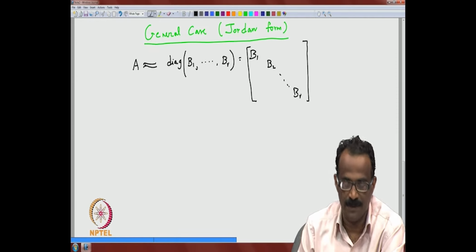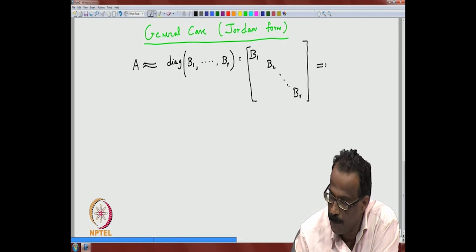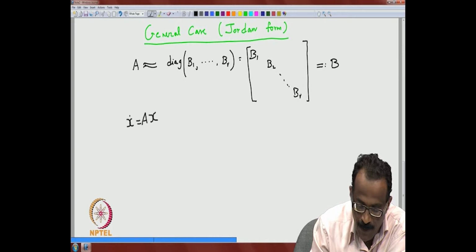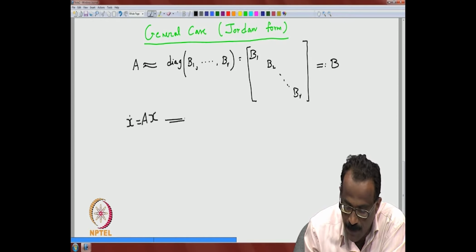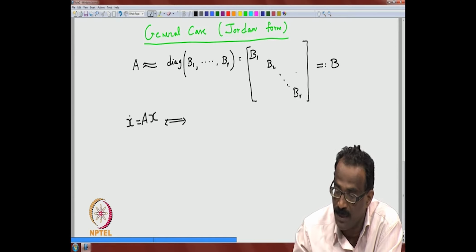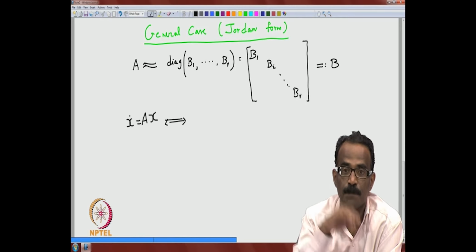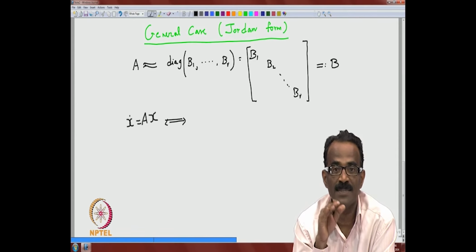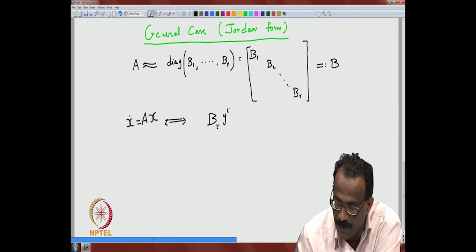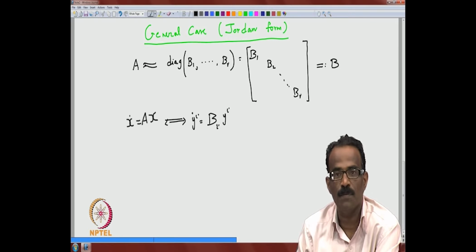How does my B look? That is more important. This is called my B, big B. If you want to solve your system Ax equal to y, because of this diagonal form, it is enough to solve a system of the form of each one. You can have a transformation P and P inverse. Here also it exists, but essentially it reduces to studying each B_i, a subsystem which may be of smaller order, and this B_i also has some special forms which I am going to describe here. So it is enough to study y_i dot equal to B_i y_i, solving for i equal to 1 to r.